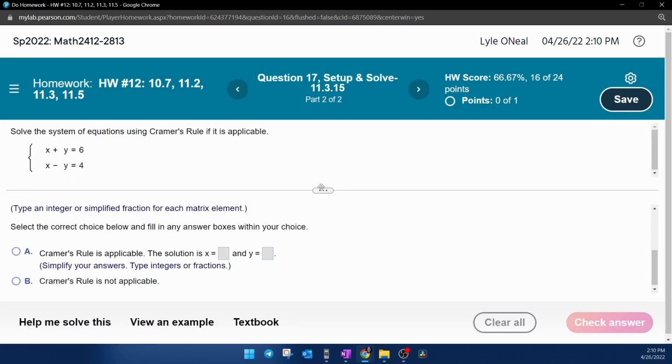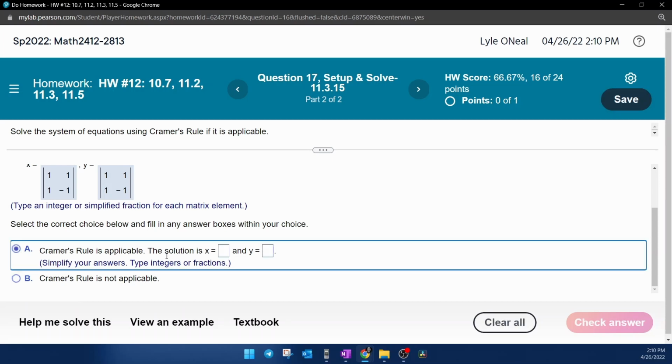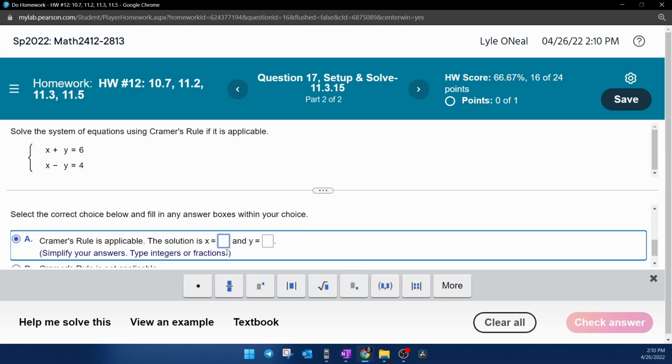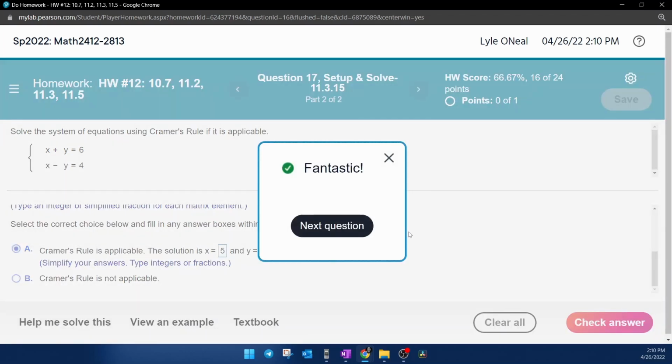And then it's going to ask me for the solution. So was there a solution? No, Cramer's rule is not applicable? No, it is applicable because we did get an answer, and the solution was (5, 1). And that's going to do it for this particular problem.